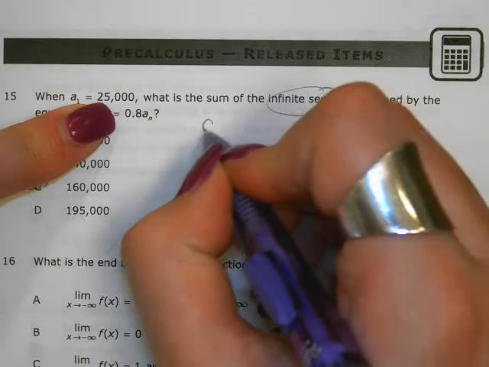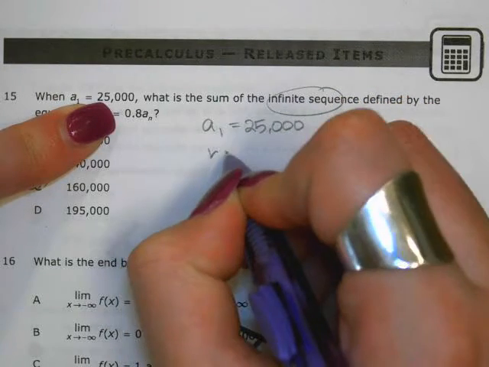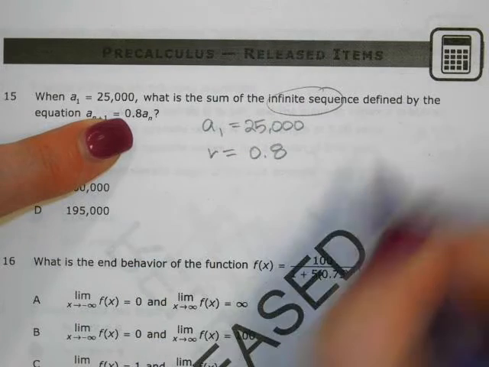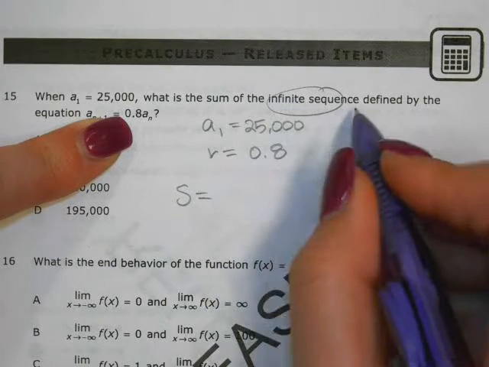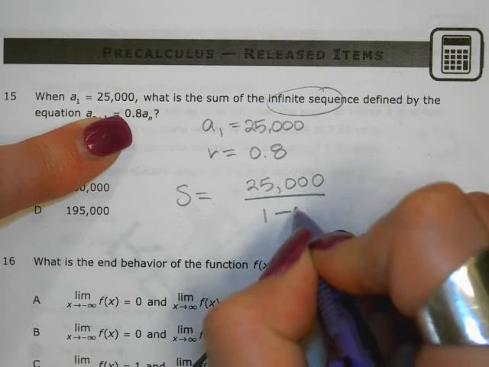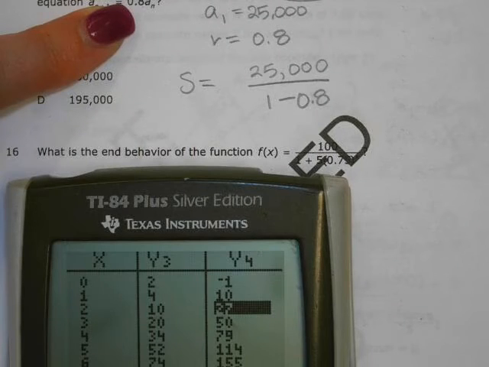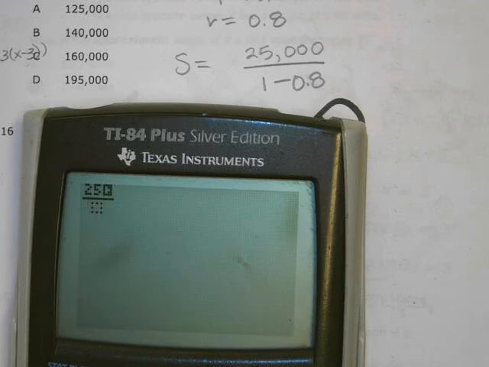So they're saying the first term is 25,000. The r value, what you're multiplying it by continuously, is 0.8. So the sum of an infinite sequence is the first term divided by 1 minus r. The first term divided by 1 minus r.